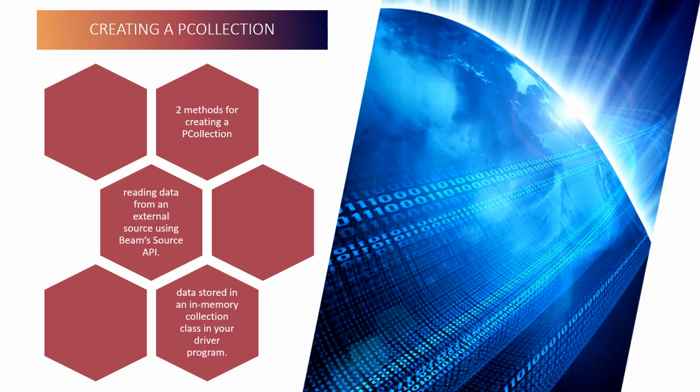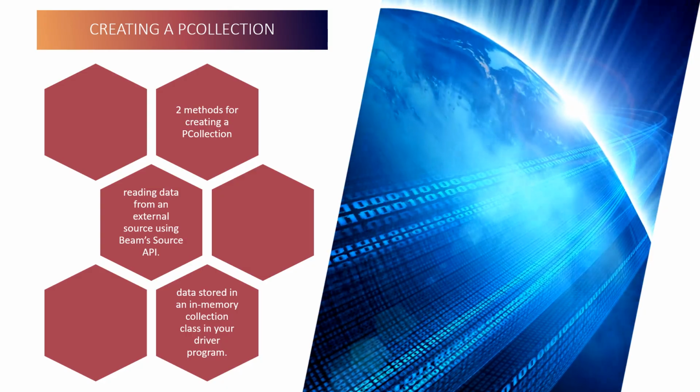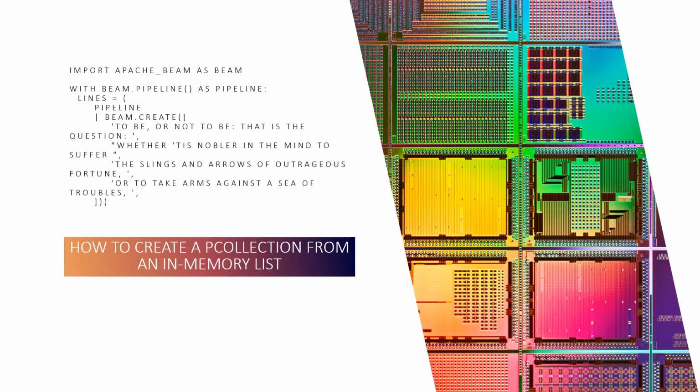Or you can create a PCollection of data stored in an in-memory collection class in your driver program. This is primarily useful for testing and debugging purposes. The following example code shows how to create a PCollection from an in-memory list. To create a PCollection from an in-memory list, you use the Beam provided Create transform. This transform is applied directly to the pipeline object itself. In this example, lines. Inside the Create transform function, we pass in a list. In this particular example, we pass in a list of Shakespearean lines from Hamlet as strings.